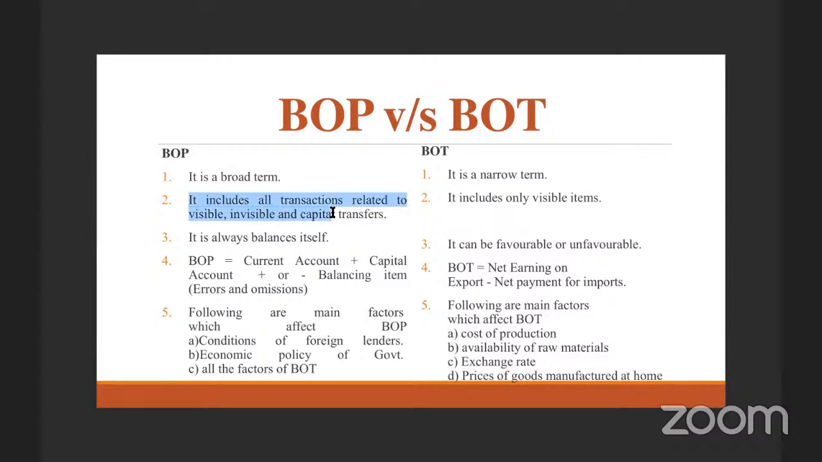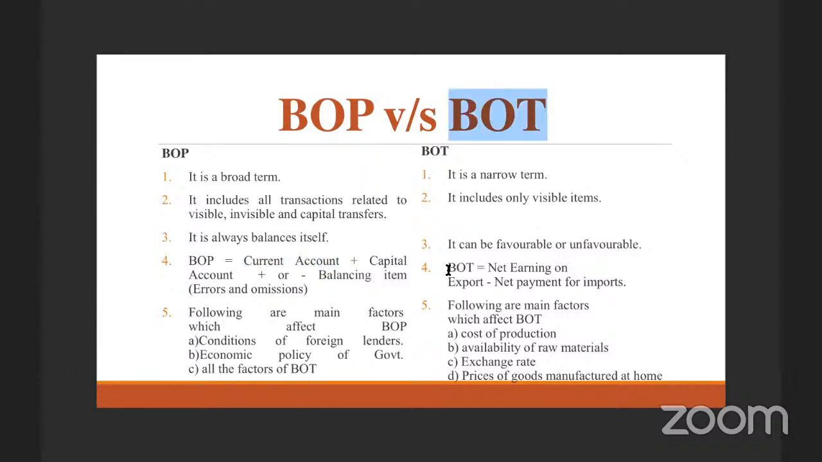Balance of payment includes all transactions, both visible, invisible, and capital transfers. Balance of trade includes only the visible trade, goods in trade. Balance of payment always balances, but the balance of trade can be positive or negative. And look at the equation of balance of payment: current account, capital account, plus or minus balancing item. These are the balancing figures, right?